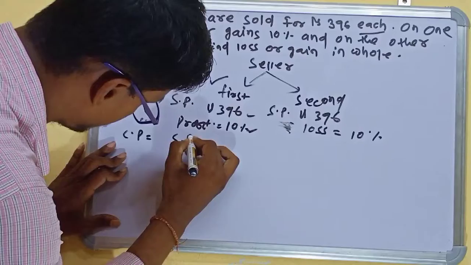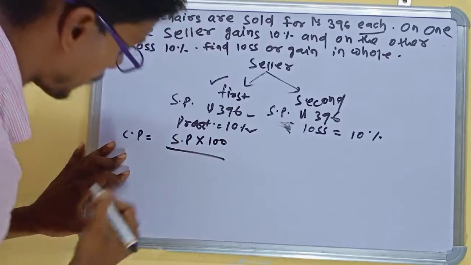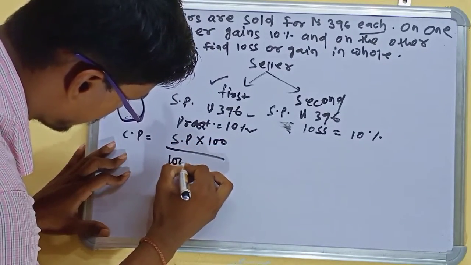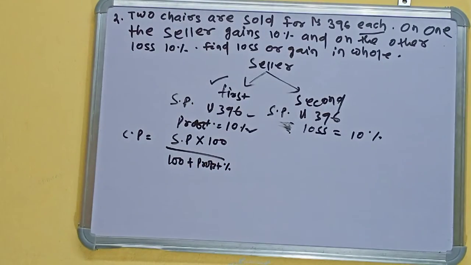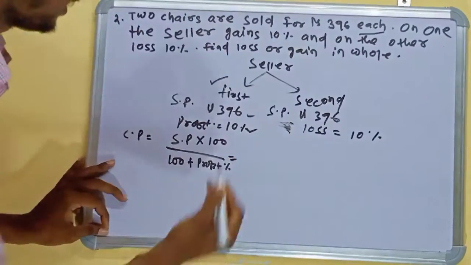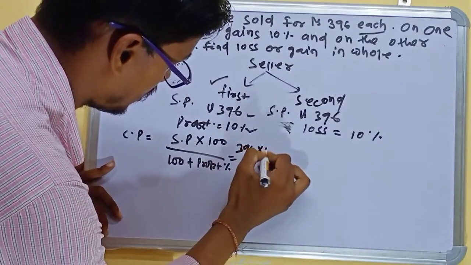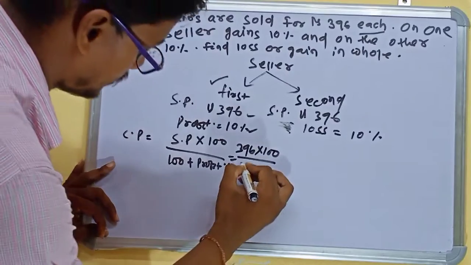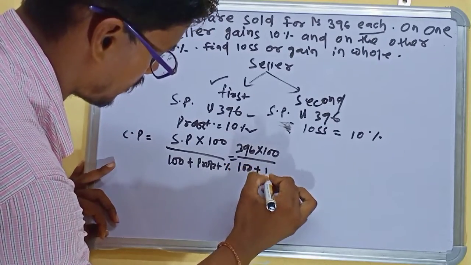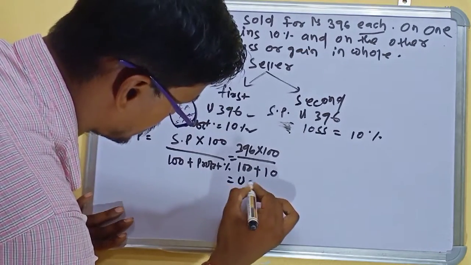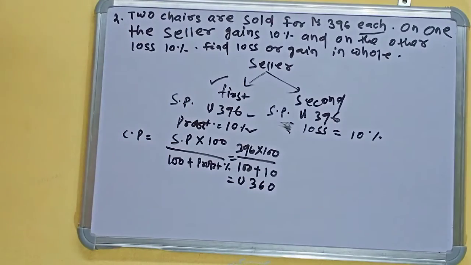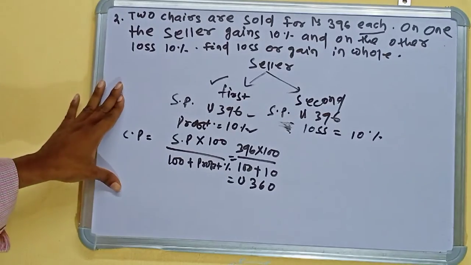CP is equal to SP into 100 divided by 100 plus profit percentage. Here, SP is 396 into 100 divided by 100 plus profit, which is 10. So it is equal to rupees 360. Then we calculate the CP.